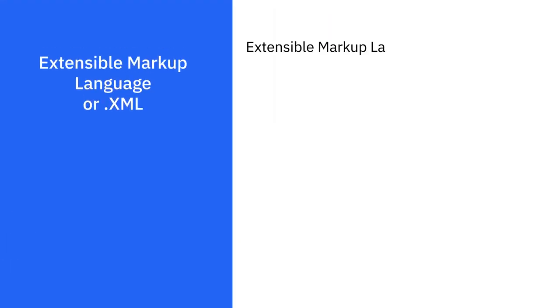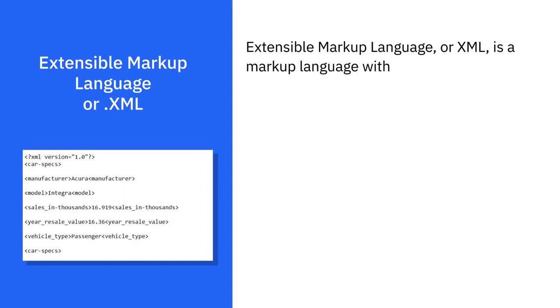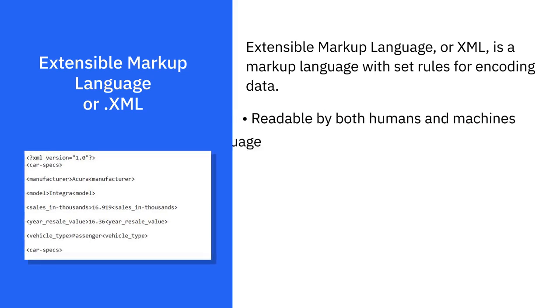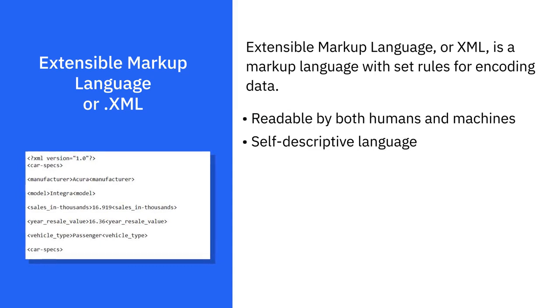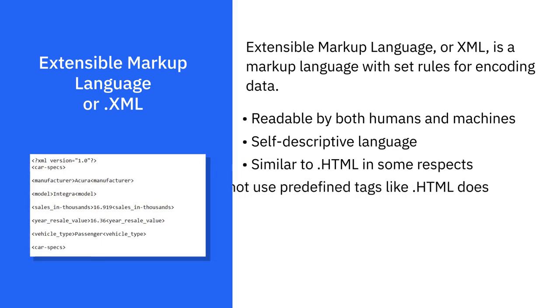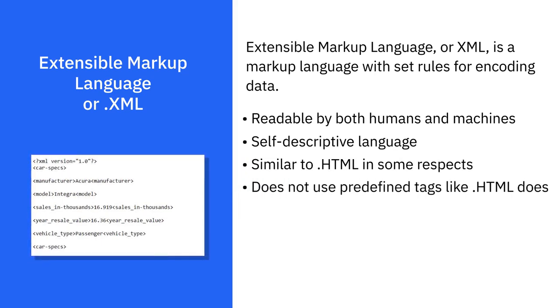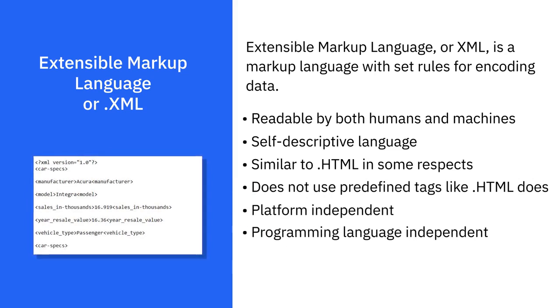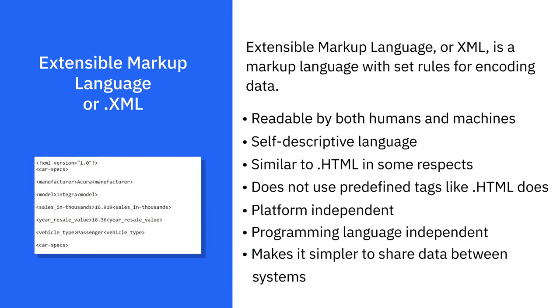Extensible Markup Language, or XML, is a markup language with set rules for encoding data. The XML file format is both readable by humans and machines. It is a self-descriptive language designed for sending information over the internet. XML is similar to HTML in some respects, but also has differences. For example, an XML does not use predefined tags like HTML does. XML is platform independent and programming language independent, and therefore simplifies data sharing between various systems.